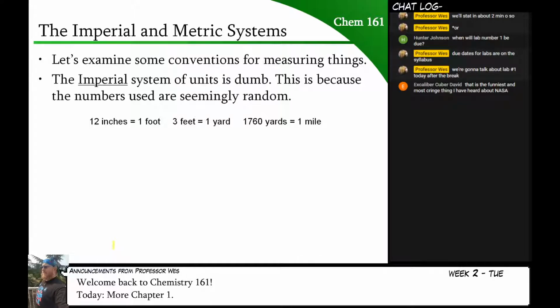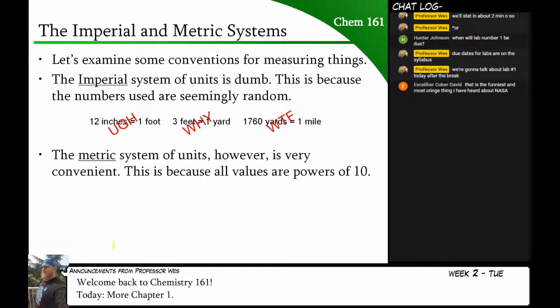Here are some numbers from this system. They don't make sense. Who chose these numbers? 12 inches in a foot? What? Why not 10? Why 12? Why not 12.5? Like, doesn't make sense. 3 feet in a yard, we only have 2 feet. I don't even want to try this one. Like, it's just, it's stupid.